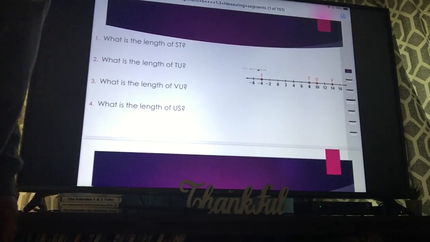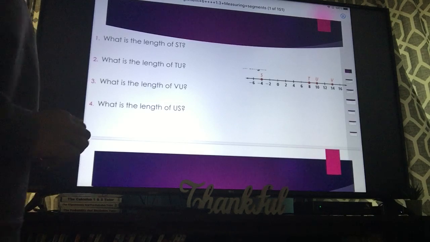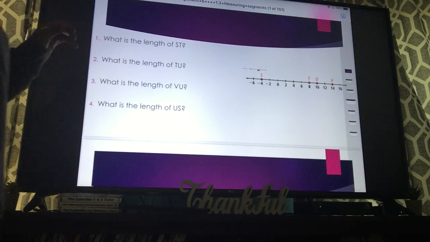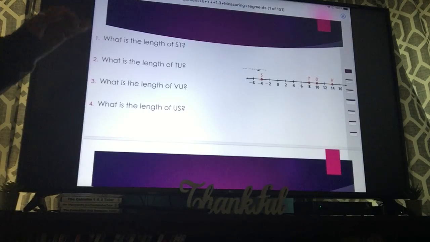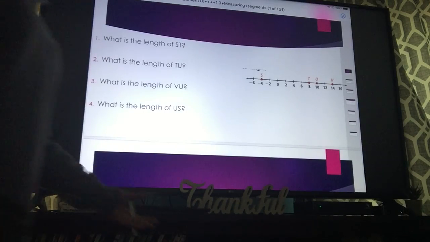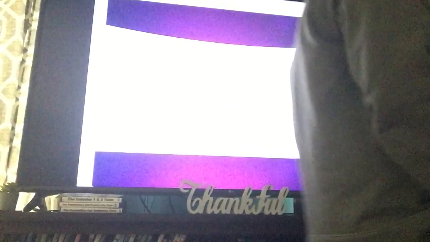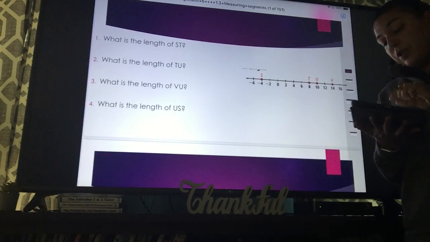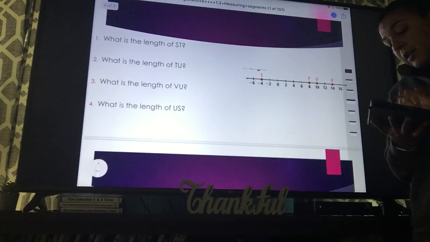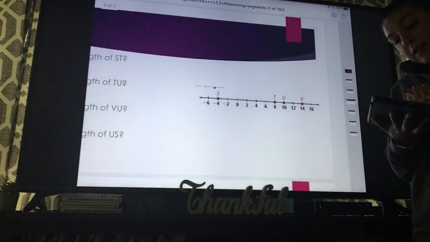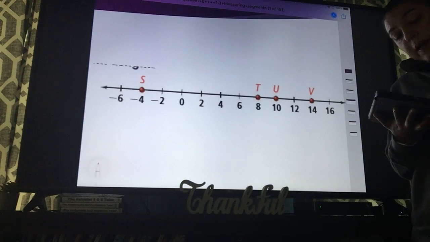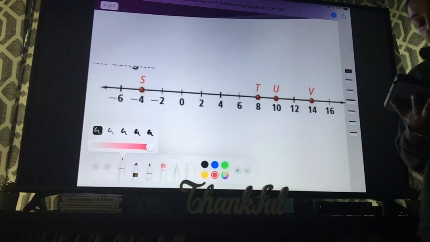So the first 2 I'm going to do and the second 2 you're going to do. Okay, so it says, what is the length of the segment ST? Now, the easiest way to do this, especially if you have something that's working with negatives, is to do the negative part and find 0 first. And we're just talking about distance. So when we're looking at the segment, what did it say? ST. I want you to look at the piece that goes from S to 0.